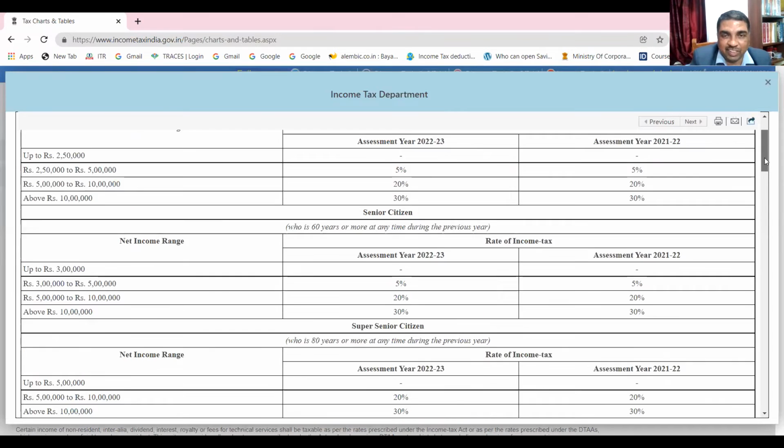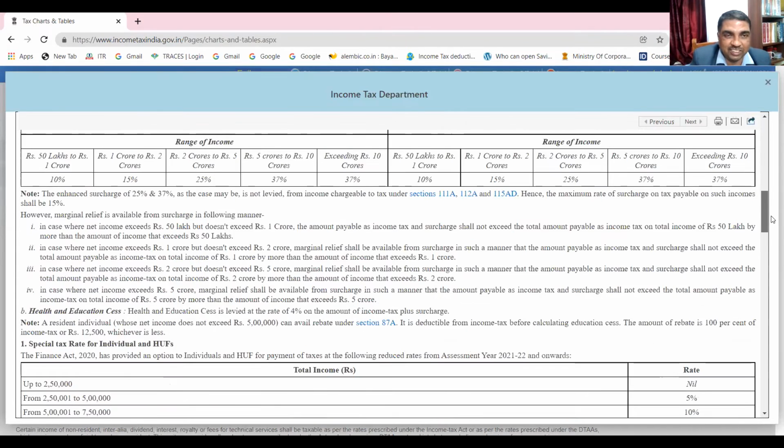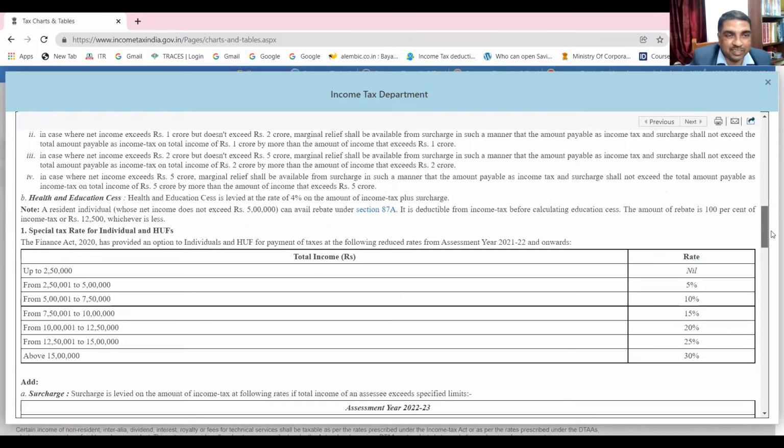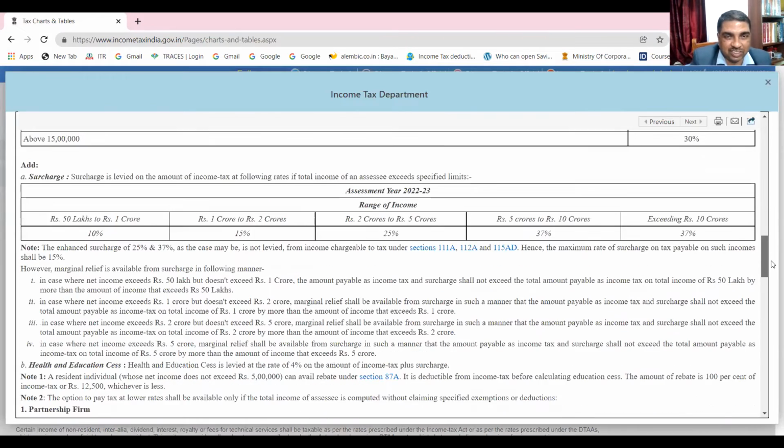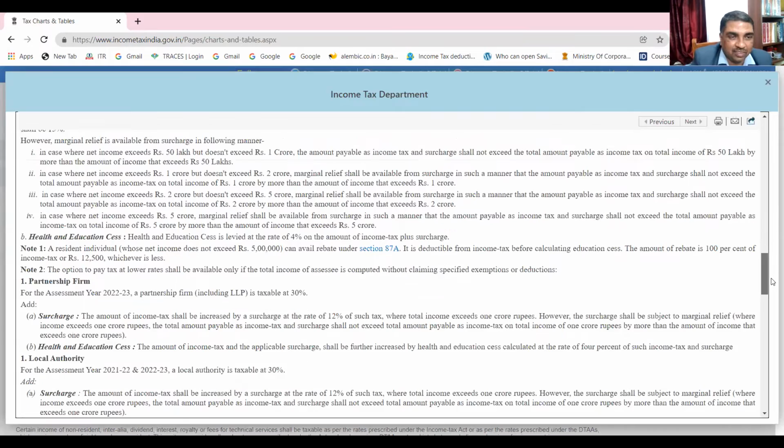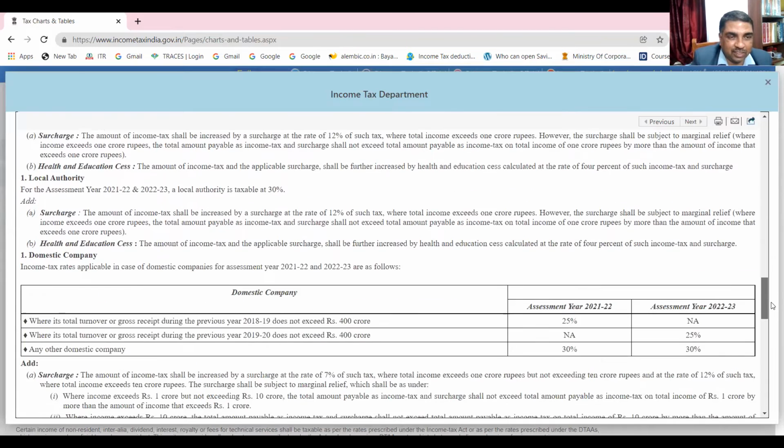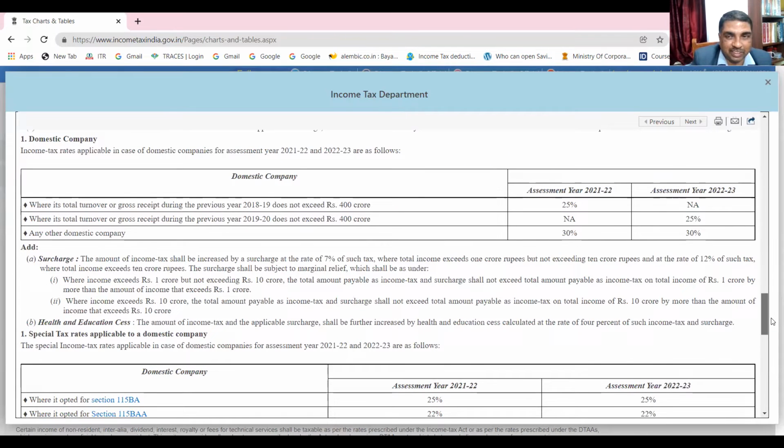So these are the individual rates we have already covered. We have seen all these things: surcharge rates, special tax rates for individuals, surcharge, health and education cess, partnership firm. Local authority we will be seeing. Now you see the rate for domestic firm. Are you able to see it clearly? Yes, sir. Here you see, for the two assessment years, rates are already available. For assessment year 21-22, which is going to be over on 31st March, that's why we are focusing on assessment year 22-23, which is coming.